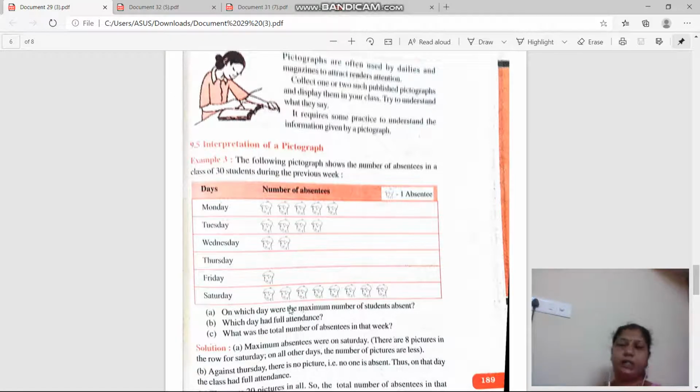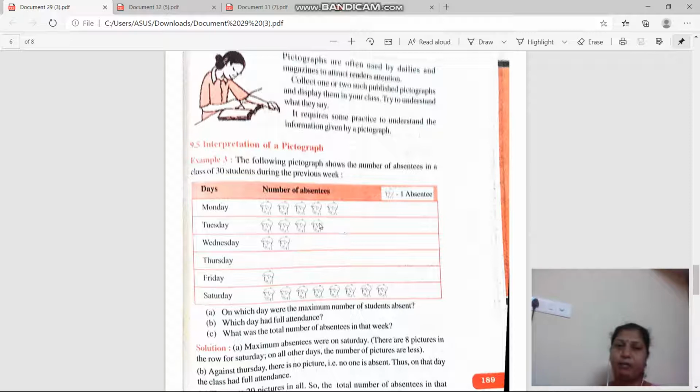Now let's answer the questions. On which day were the maximum number of students absent? By observation, can you tell me? Yes, it is Saturday. Which day has full attendance? Full attendance means no absentees. So which is that day? It is Thursday.